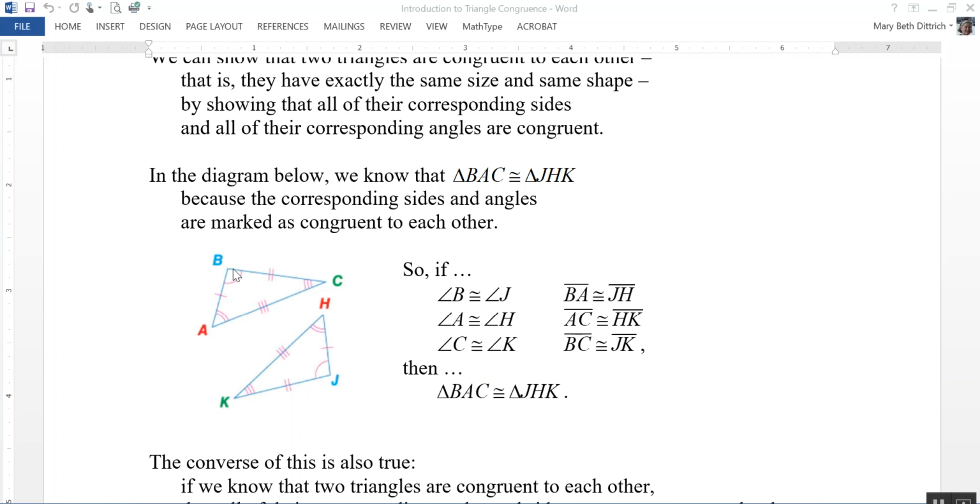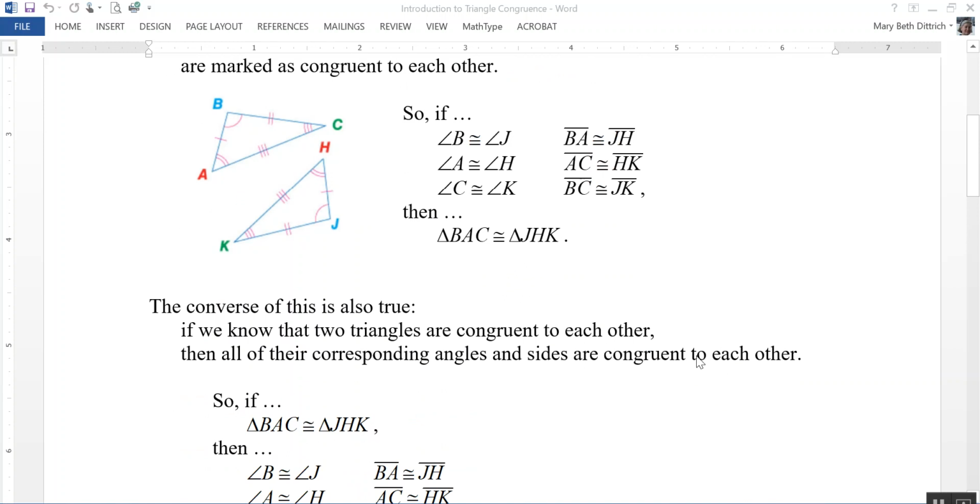Let's take a look at the sides. Side BA has one little pink mark on it, as does side HJ. That means that those two sides are congruent, they have the same length. So too are BC and KJ congruent to each other, and AC and KH. So, since we know that all of the corresponding sides and all of the corresponding angles are congruent to each other, then we can say that triangle BAC is congruent to triangle JHK.